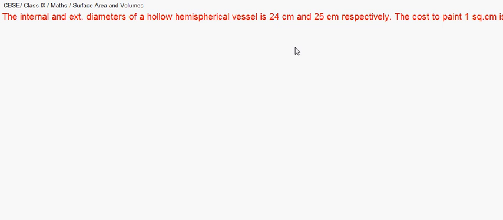I missed it somewhere. I think you cannot see that one. Here I write it is rupees 0.05. We have to find the total cost to paint the vessel all over. That means we have to paint the inner portion of the vessel as well as the outer portion.